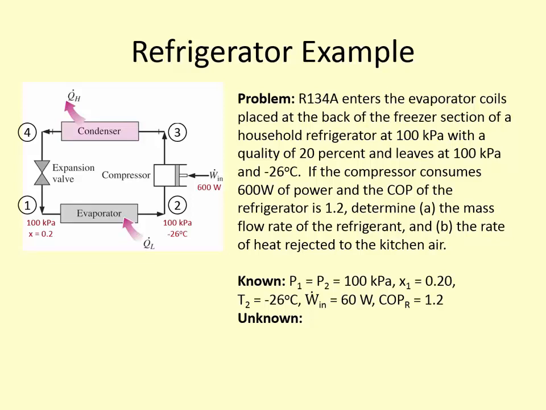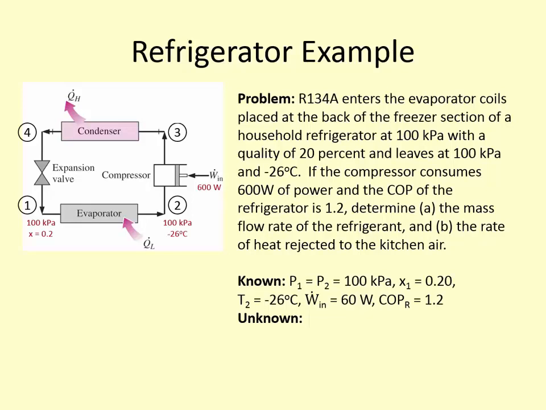So, you know, in practice, it's the same cycle, but in application, we're looking at different parts of it. So R134A enters the evaporator coils of a household refrigerator at 100 kilopascals with a quality of 20% and leaves at 100 kilopascals and negative 26 degrees C. The compressor consumes 600 watts of power and the COP is 1.2.